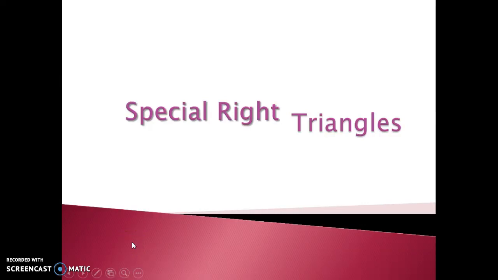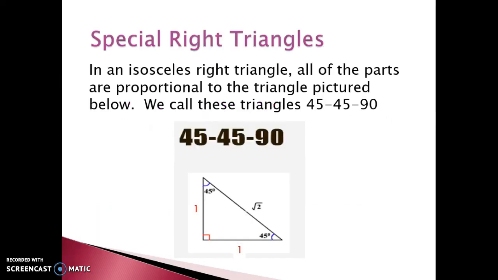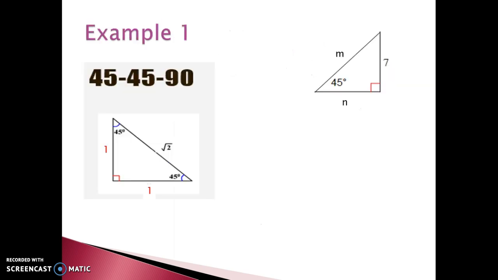Alright, today we're going to talk about special right triangles. In an isosceles right triangle, all of the parts are proportional to the triangle pictured below. We call these 45, 45, 90 triangles. So you will want to know this picture so that you can draw it whenever you're solving 45, 45, 90 triangles. So, using our picture, we're going to set up a proportion.